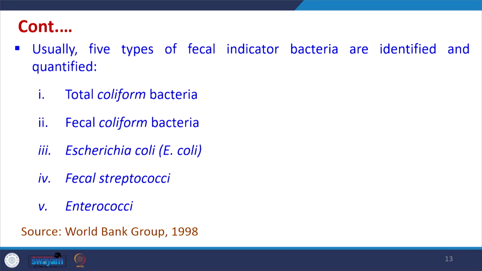So, this has to be determined daily and periodically it has to be measured so that we can check whether water can be used for bathing, drinking etc. or not. Usually 5 types of fecal indicator bacteria are identified and quantified. These include total coliform bacteria, fecal coliform bacteria, E. coli, fecal streptococci and enterococci. These are determined to check the vulnerability of the water sample with respect to fecal indicator bacteria.